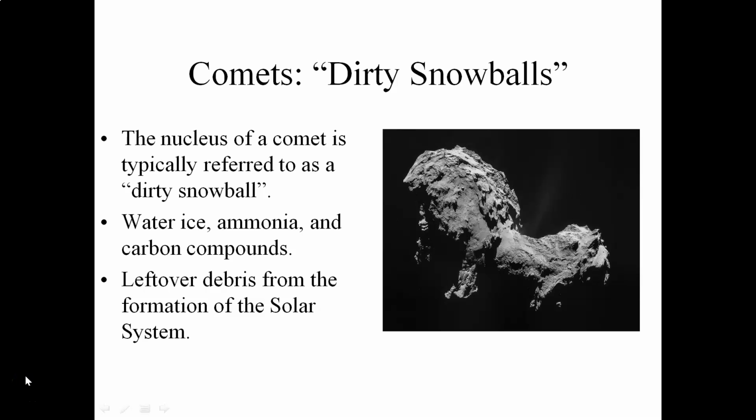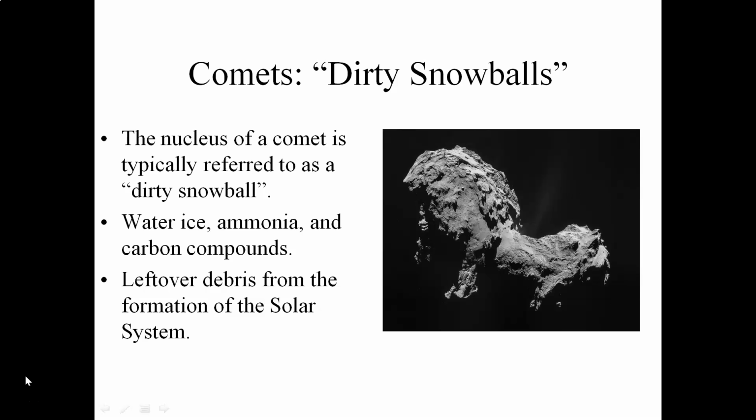This screencast covers the basics of comets. Okay, first of all, what is a comet? Well, a comet is sometimes referred to as a dirty snowball. It is primarily composed of water ice, ammonia, and various types of carbon compounds, giving it a dark color. Comets are ultimately the leftover debris from the formation of the solar system.